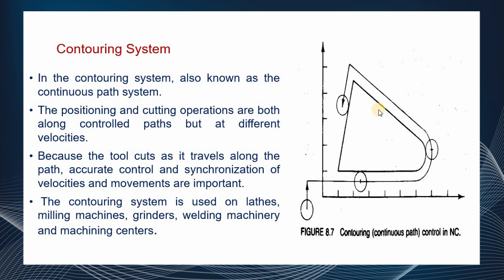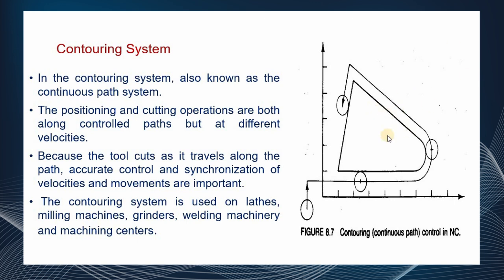Next is the contouring system, also known as the continuous path system. The positioning and cutting operations are both along controlled paths. The positioning of the tool and the cutting operation are controlled by the path movements, but at different velocities. Because the tool cuts along the path, accurate control and synchronization of velocities and movements are important. The contouring system is used in lathes, milling machines, grinders, welding machinery and machining centers.